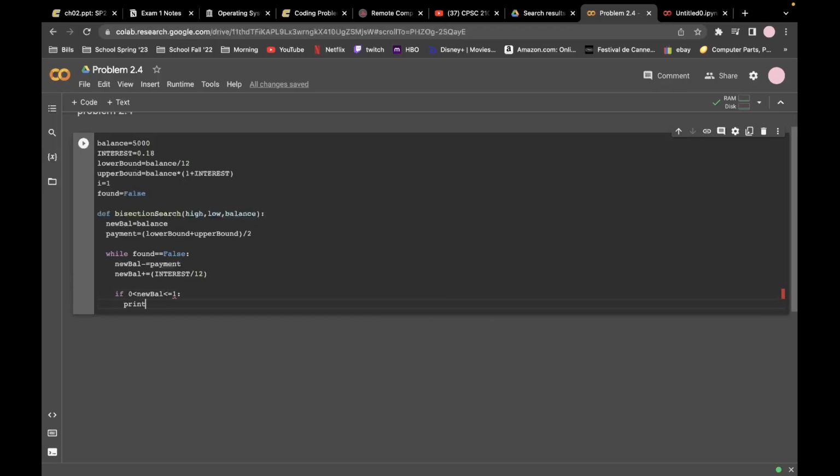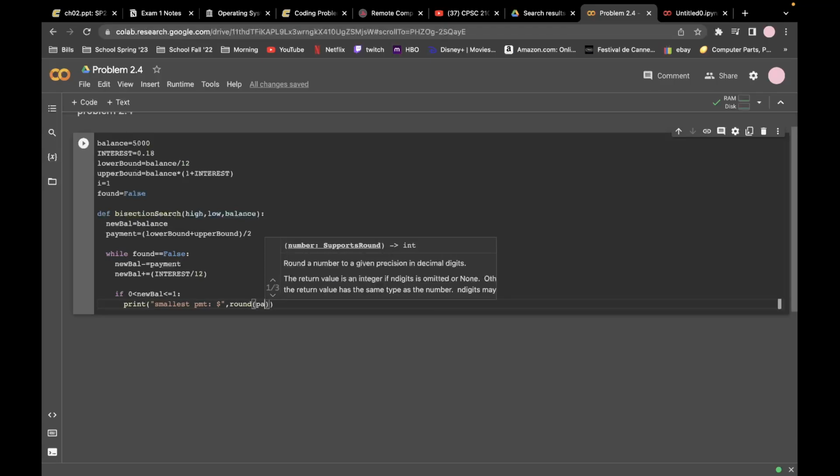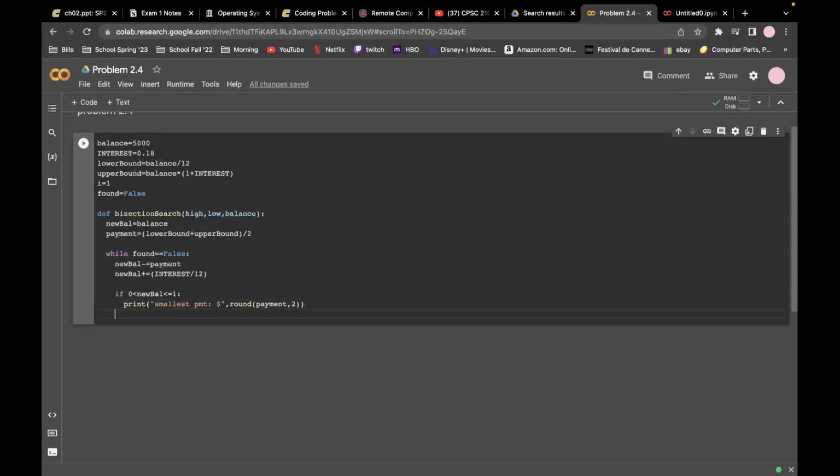we want to print out, this is the reference that we want to satisfy, the smallest payment. Add a dollar sign here. And then we're going to round this variable to 2, so that's going to be payment to 2. And then we're going to add a few elif statements.